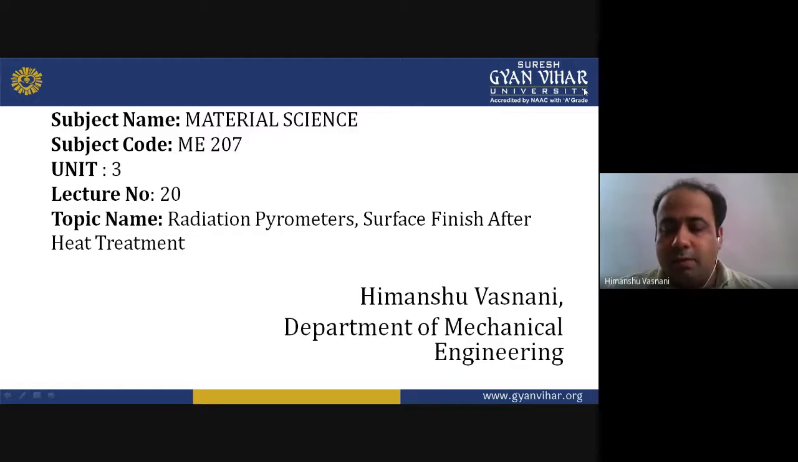So, hello everyone, I'm Himanshu Vasnani from the Department of Mechanical Engineering and I'm here with you to discuss the subject Material Science. The subject code is ME207, unit number 3, lecture number 20 in the series, and the topics are radiation parameters and surface finish after heat treatment. So let's start with these topics for today.